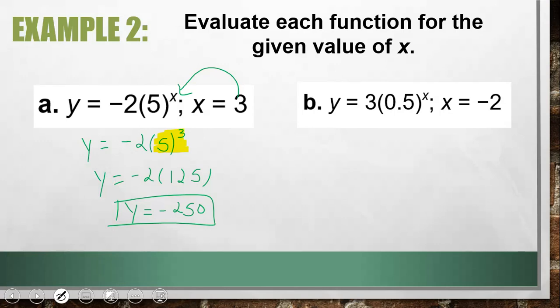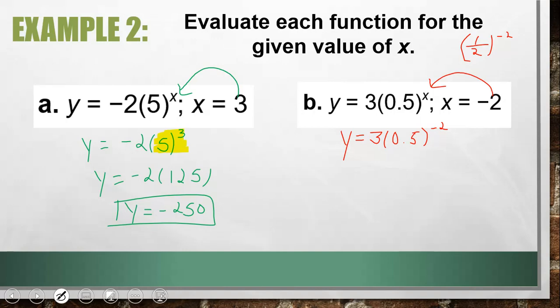Same idea here on the second example. Take that -2, plug it in. y is equal to 3, and then 0.5 raised to the -2nd power. You can use your calculator to do this, or if you want to think about this by hand, this is really 1/2 to the -2nd, which ends up being 1 over 1/2 to the second. So you end up getting, or 2 to the 2nd power, you end up getting 4.